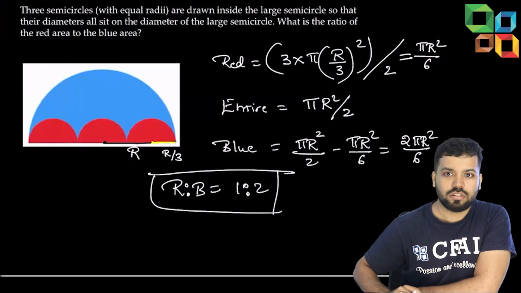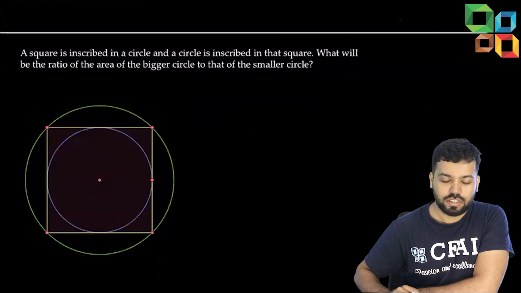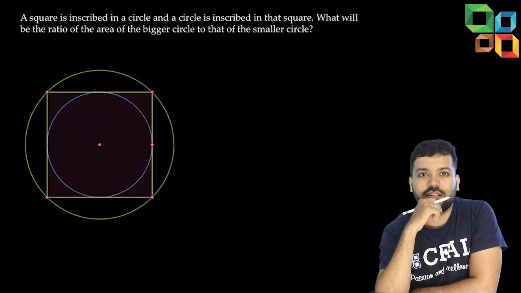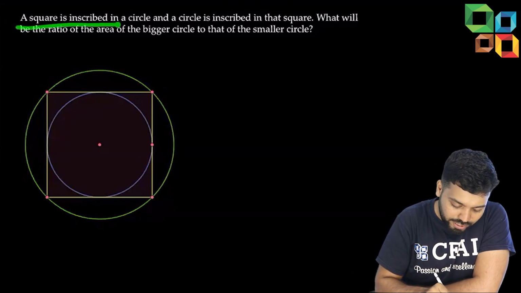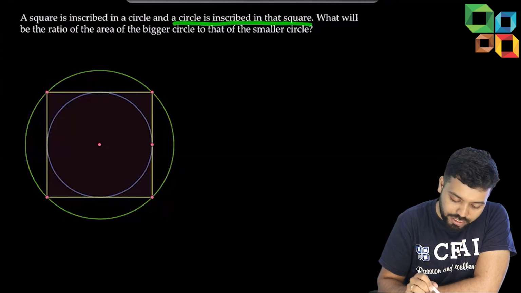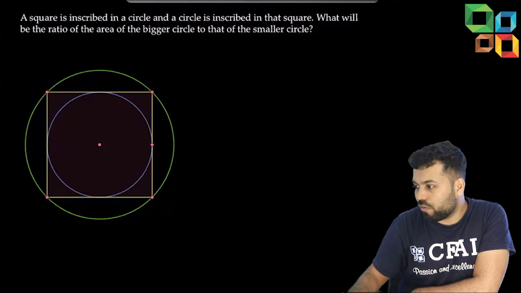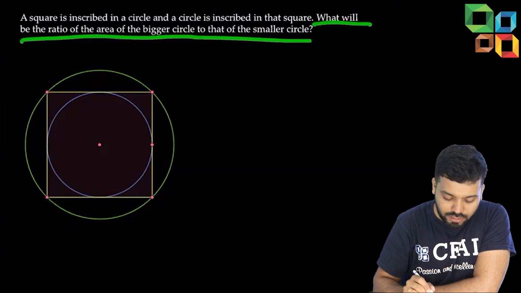Again, this is also, give me 1 second. Yeah, again, this is also a very simple question. Let's see what we have. A square is inscribed in a circle, and a circle is inscribed in that square. What will be the ratio of the area of the bigger circle to that of the smaller circle?